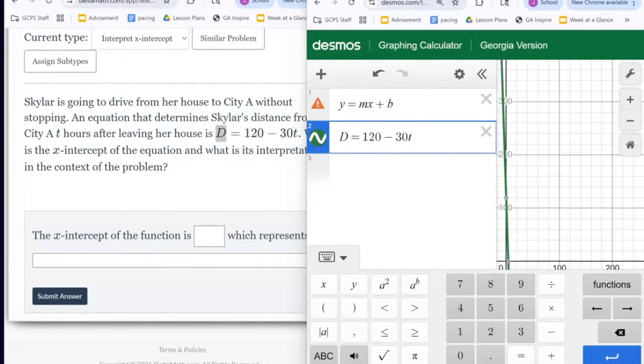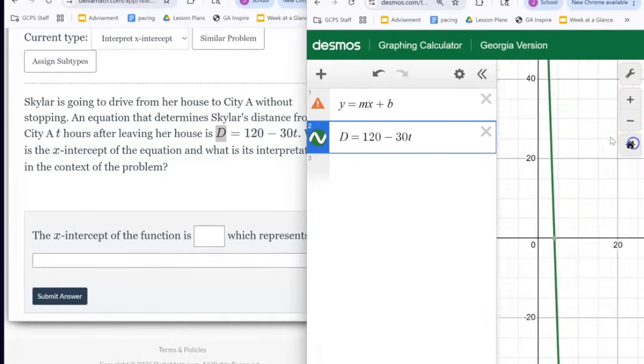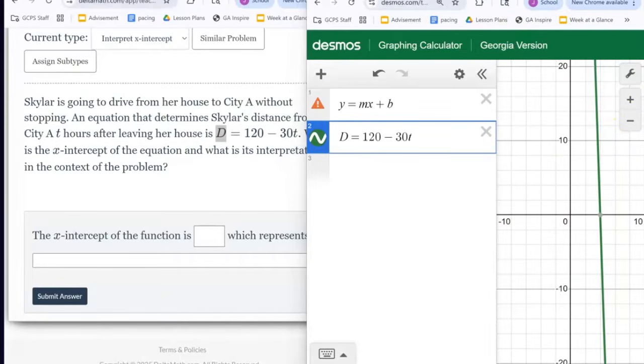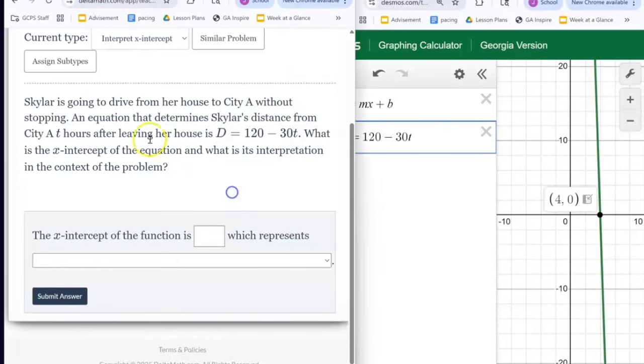We're going to zoom out or hit home, okay? And obviously, if I'm looking for the x-intercept, that's going to be where it crosses the x-axis. So it crosses the x-axis here. So what does that mean in the context of the problem? Skylar is going to drive from her house to city A without stopping. So she's going from one place to the other. An equation determines Skylar's distance from city A at t hours after leaving the house. This is what it is.